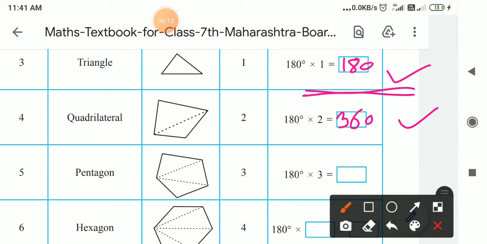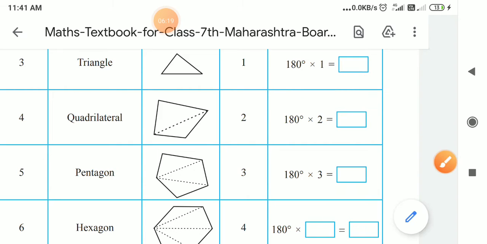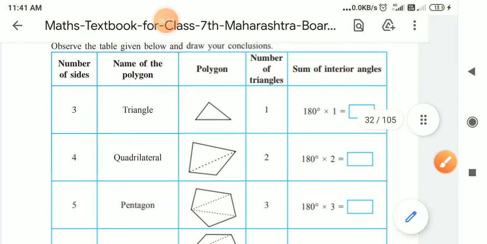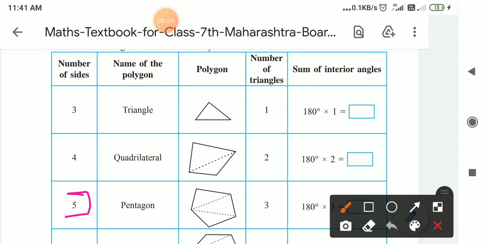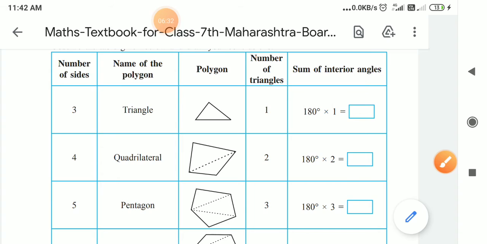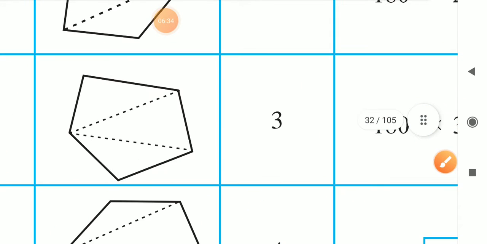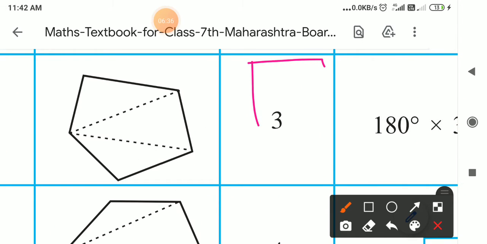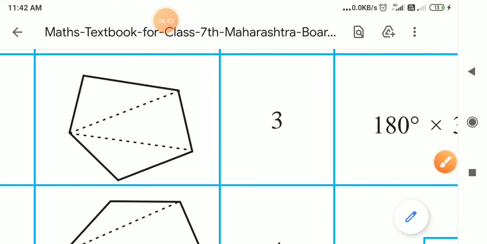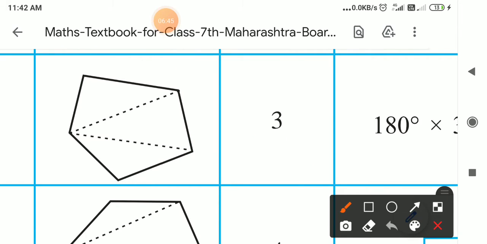From this we understand the sum of all angles of a triangle is 180. The sum of all angles of a quadrilateral is equal to how much? 360. Now how many sides are here? 5 sides. If there are 5 sides, the name of the polygon is the pentagon. Pentagon means 5 sides. The figure may look like this. If you see here, 1, 2, 3, 4, 5 sides are there. We can draw the pentagon in this way. The figure having 5 sides is called a pentagon.